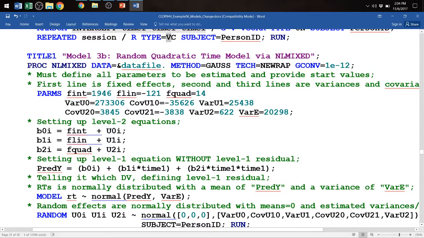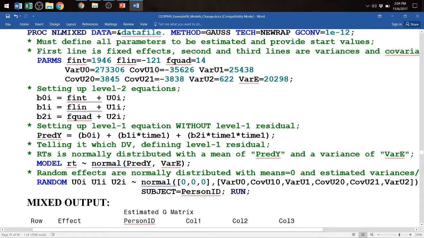Type equals BC means I have a single error variance that's equal across time with no covariance at level 1. In NL mix then, I'm listing out my fixed effects first: fixed intercept, fixed linear slope, fixed quadratic slope. I'm giving them start values that came from proc mixed. I'm listing out now all of my variances and covariances.